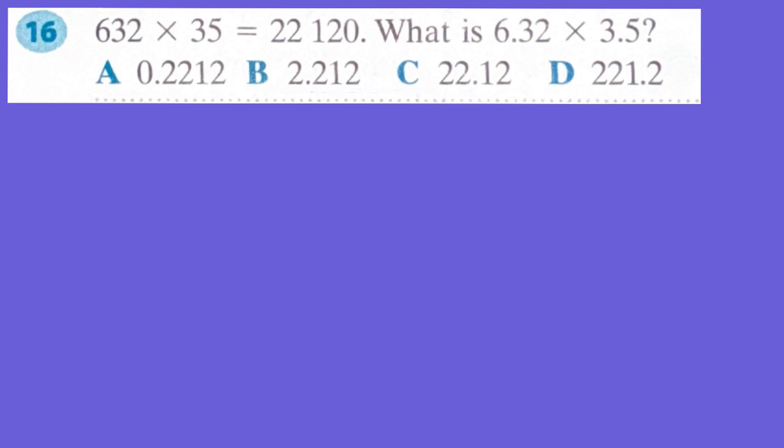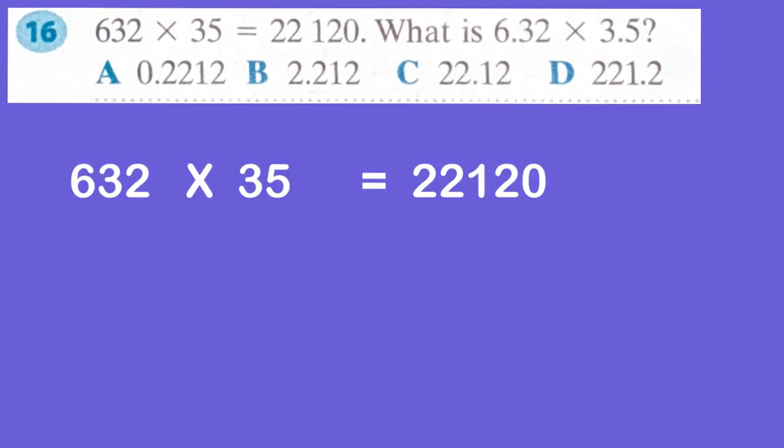Let's say I've got 632 and I multiplied it by 35 to get 22,120. Now the question is, what is 6.32 multiplied by 3.5? Let me write this down too.